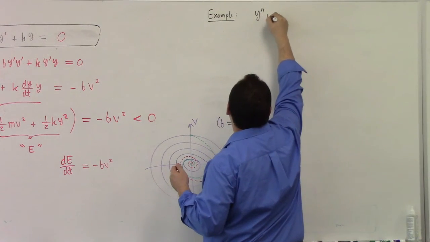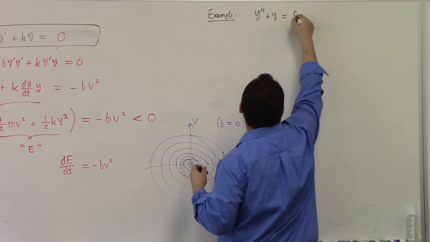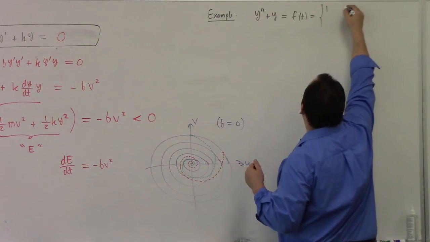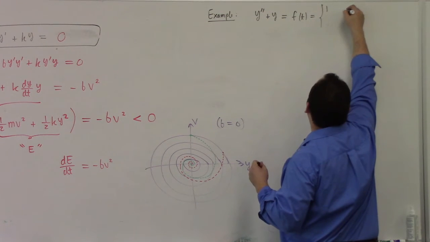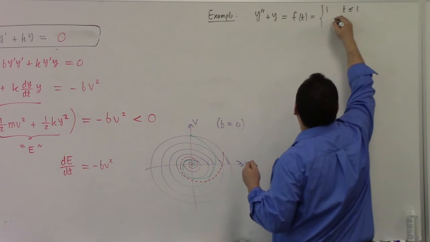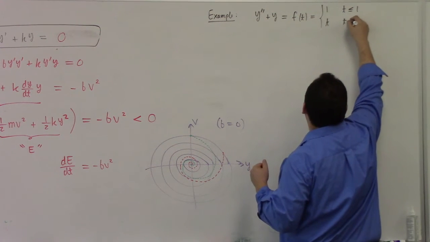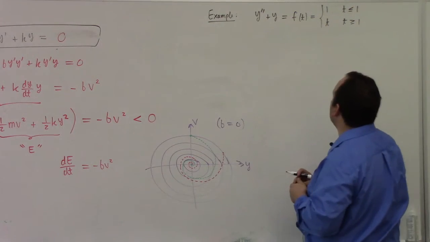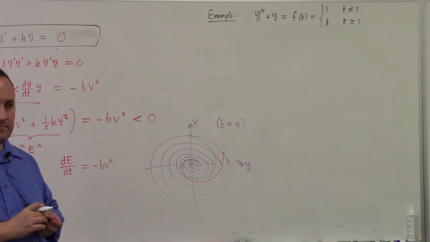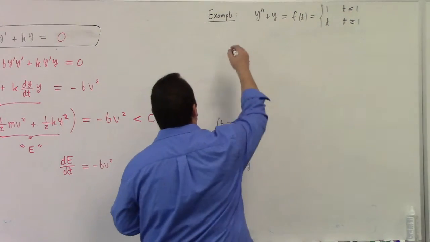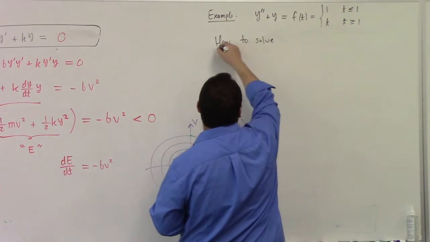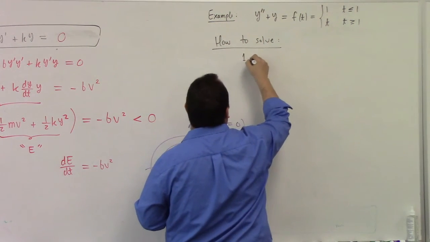So suppose you have y prime plus y equal to f of t, and f of t is equal to 1 for t less than or equal to 1, and it's equal to t for t greater than or equal to 1. So this is a piecewise problem. So here's how you solve this. Let me give you the game plan, because I assigned you one of these in the homework.